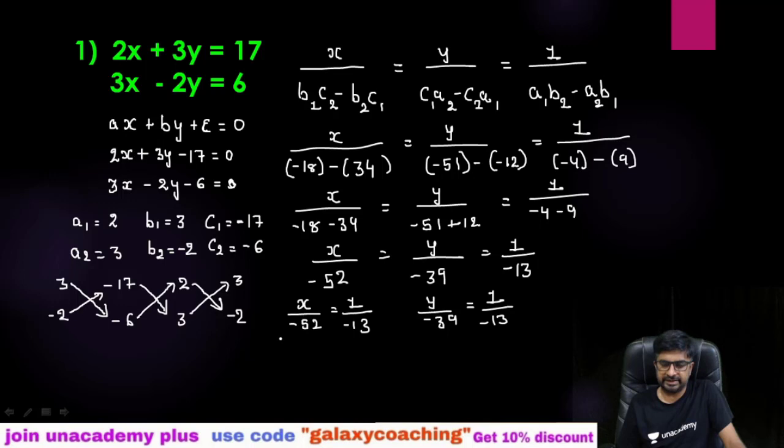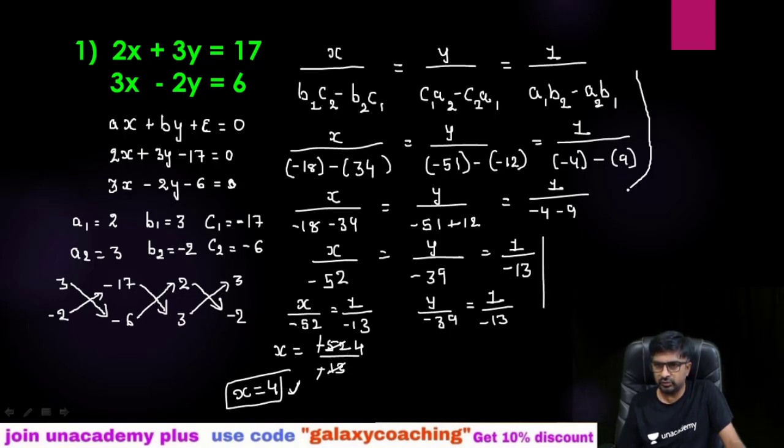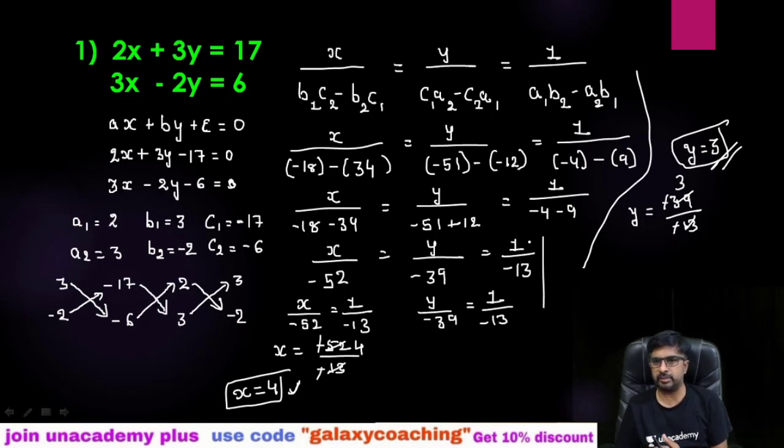So minus minus will get cancelled, x is equal to 52 by 13. 13 fours are 52, so the value of x will be 4. And here, let me write down somewhere here. Take this y, so minus 39 on that side, minus 39 by minus 13, minus minus will get cancelled. 13 threes are 39, so the value of y will be 3. So this way, by the cross multiplication method, guys, you can find the values of x and y.